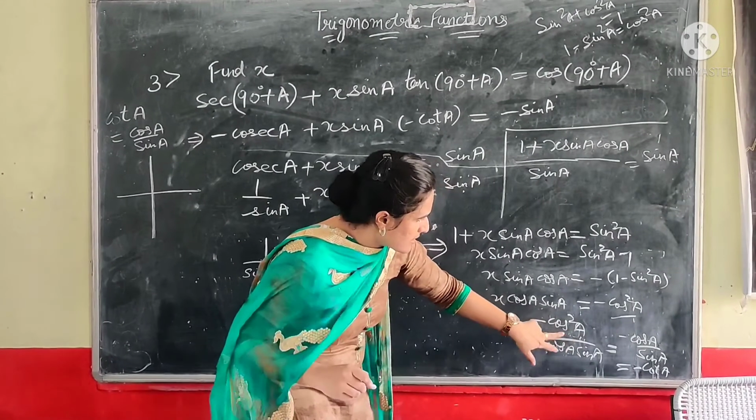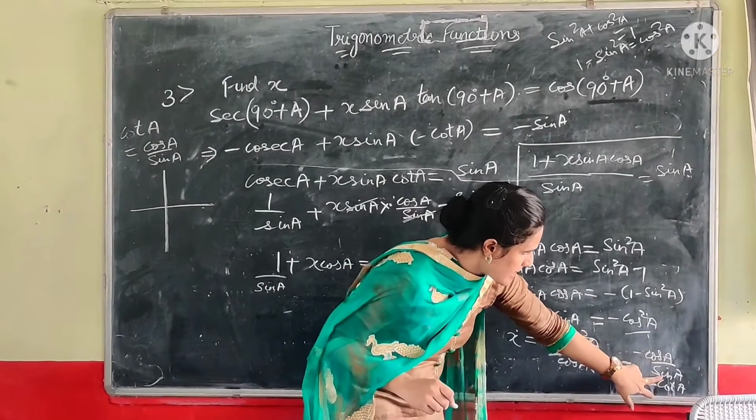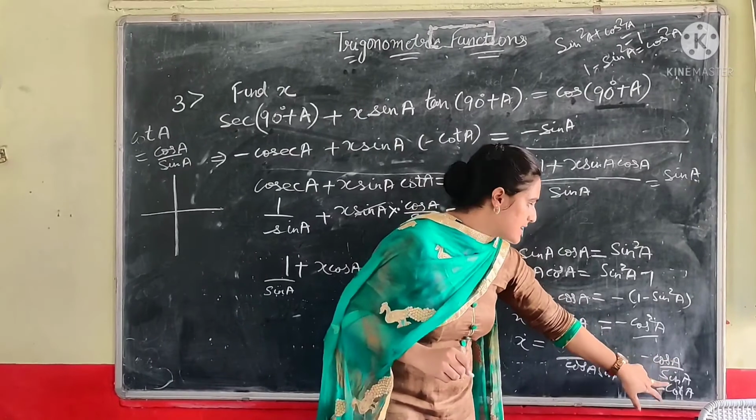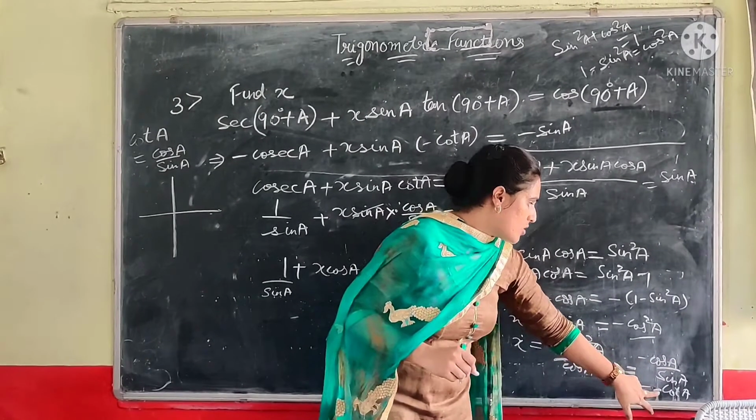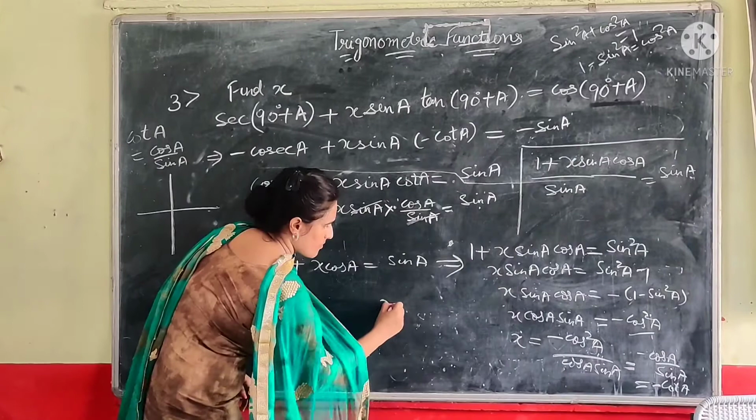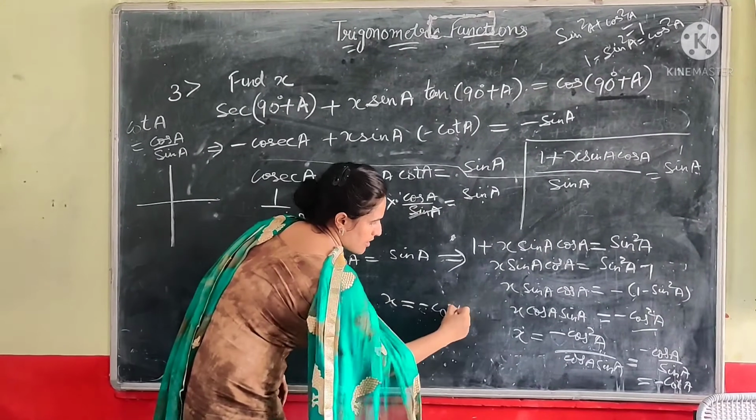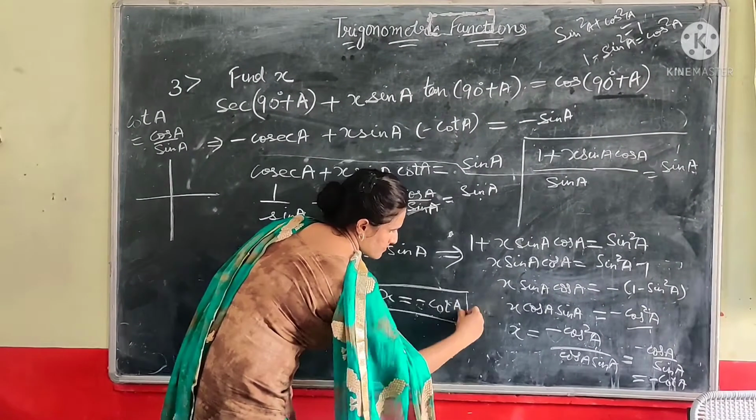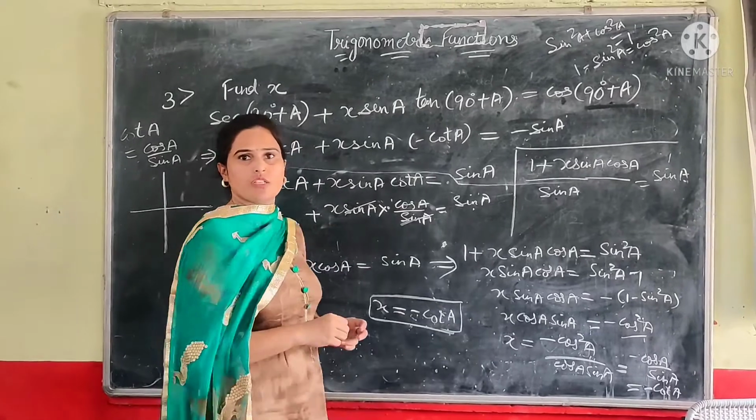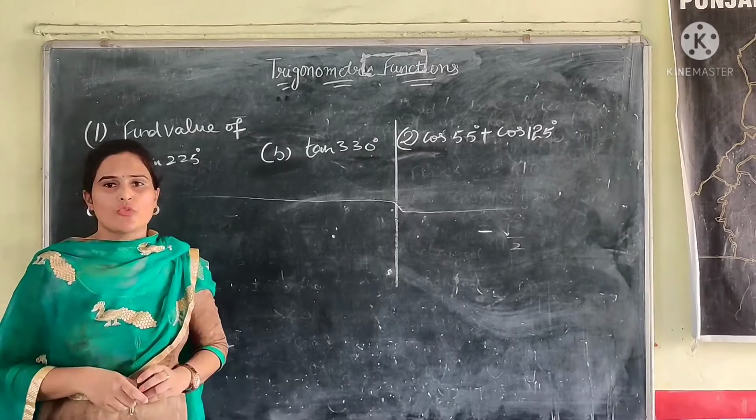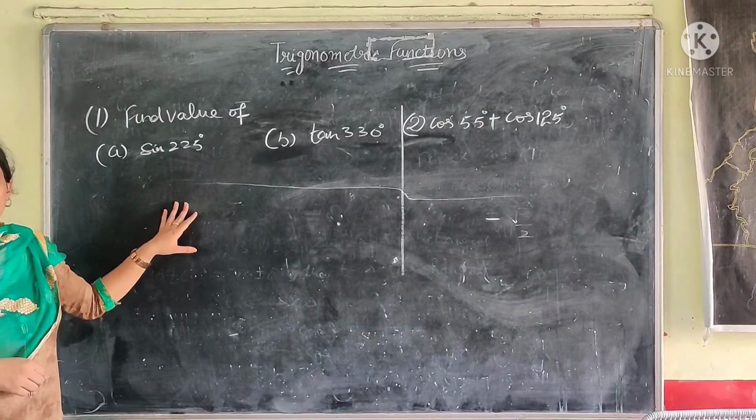Cos a cancelled. Minus cos a divided by sin a. Again cos by sin is equal to cot. So x is equal to minus cot a. In this way you will solve some more examples. Now we will solve some examples related with this.